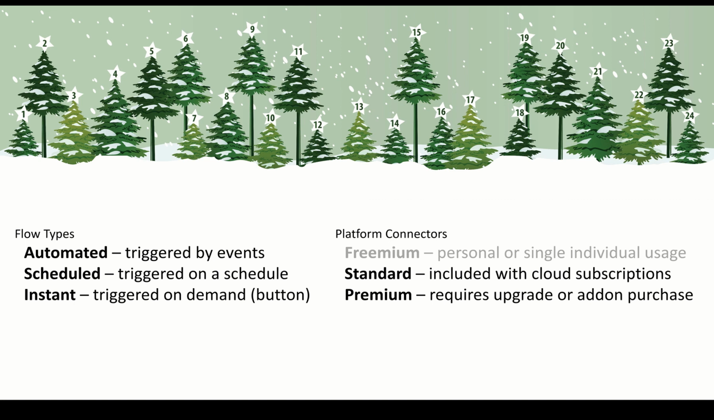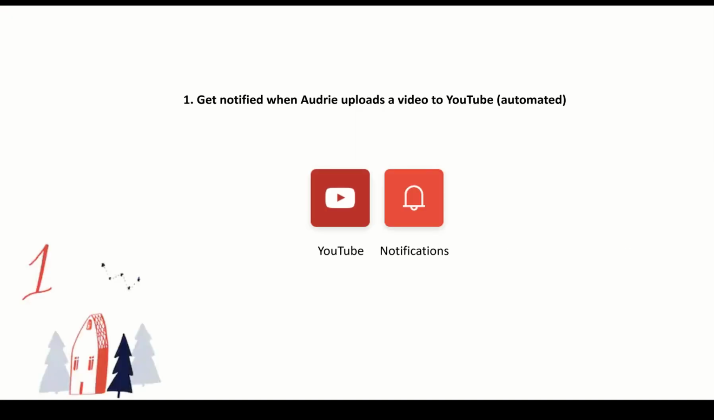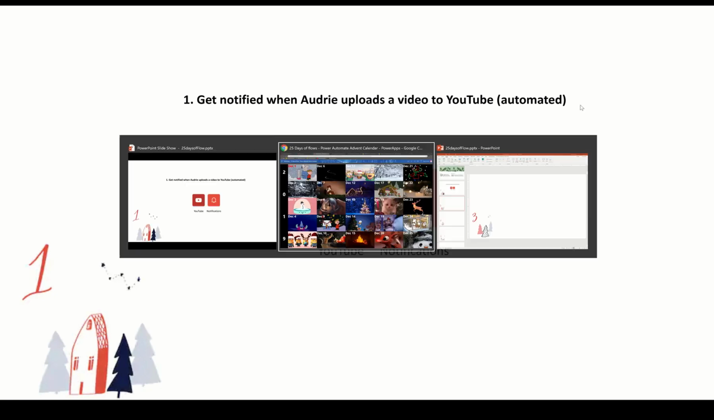All right, so that's the whole. I think these are keywords you should kind of get used to. Today, our first flow is all about YouTube and notifications. So when we think about the type of flow, you can see that I put that in parentheses up here. This flow is automated, so it is triggered whenever I upload a video. Okay, the connectors that we're using are both standard. There's YouTube and notifications.